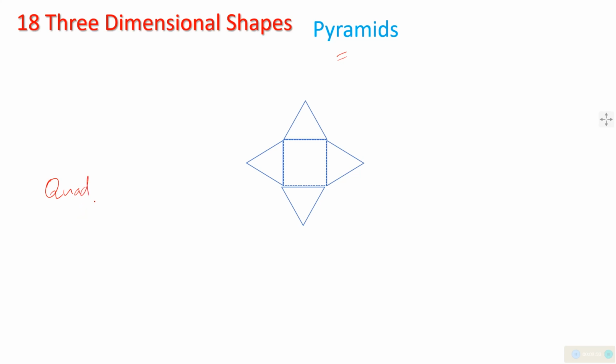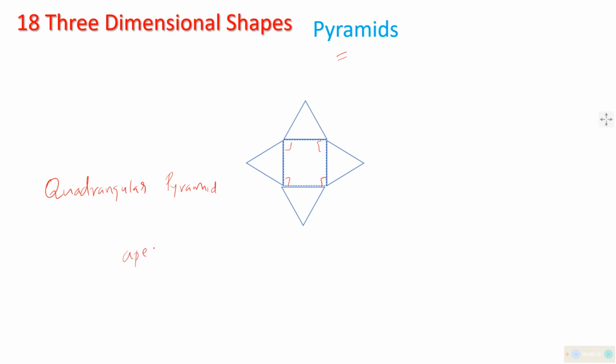Quad has a meaning of 4. Quadrangular means having 4 angles. Where are the 4 angles? So these are the 4 angles supposed to be. And it is a pyramid. We have to fold it properly in order to get the pyramid.